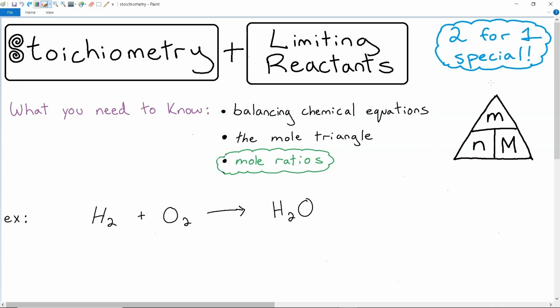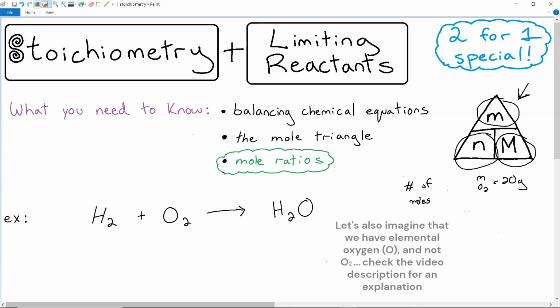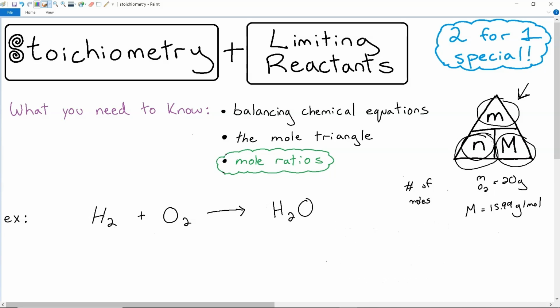The second thing you need to know is the mole triangle, which is what I have written over here. The mole triangle is going to help us solve for number of moles, mass, or molar mass, depending on the situation. I'll go through a quick example. Based on the way that our variables are written in the triangle, it tells us how to solve for it. So let's imagine I want to solve for the number of moles of oxygen that I have, and I have a mass of oxygen of 20 grams, and I know that the molar mass of oxygen is 15.99 grams per mole. So, based on the triangle, if I want n, I'm left with little m on top and big M on the bottom.